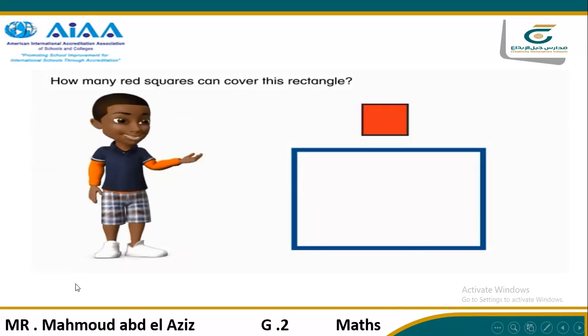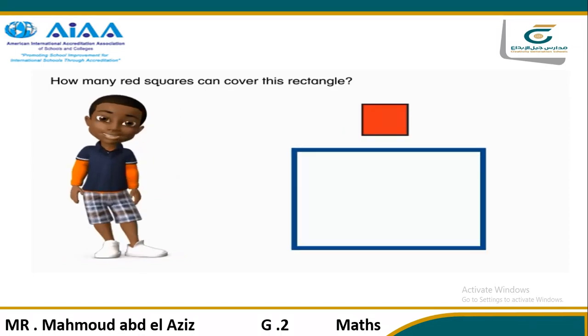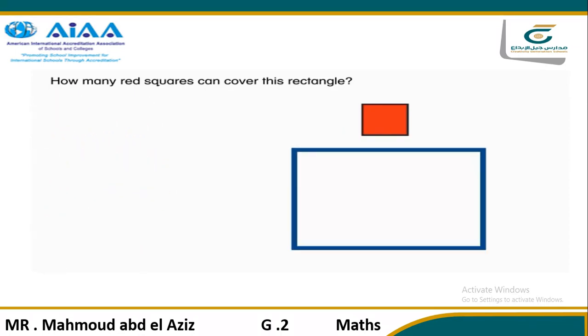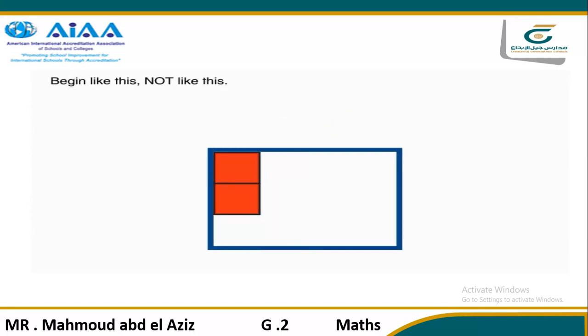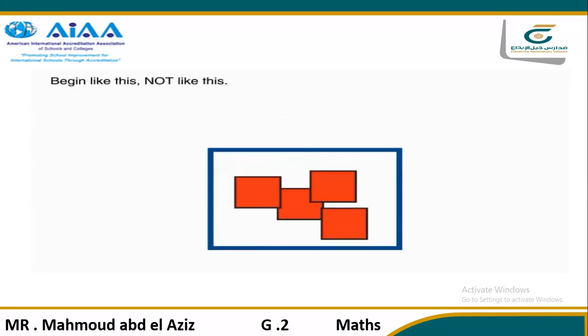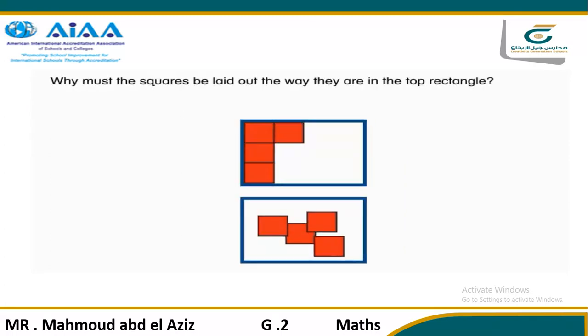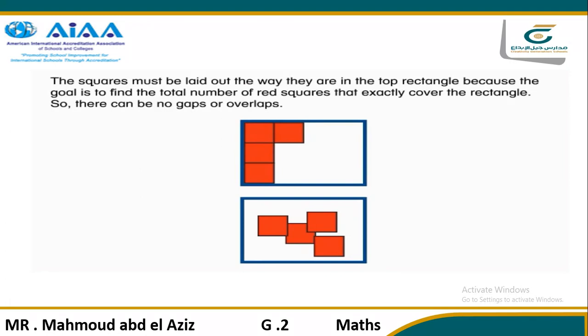How many red squares can cover this rectangle? Begin like this. Not like this. Why must the squares be laid out the way they are in the top rectangle? The squares must be laid out the way they are in the top rectangle because the goal is to find the total number of red squares that exactly cover the rectangle, so there can be no gaps or overlaps.